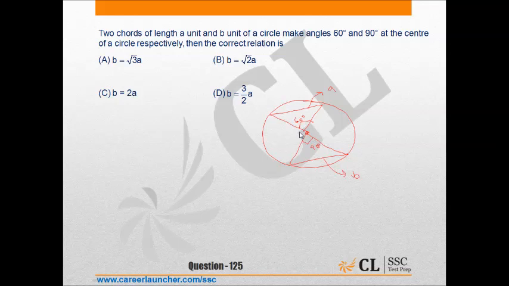Then the correlation between A and B. This is R, this is R, this is R, this is R. Since these two sides are same, these two angles have to be 60 degrees. This is 60 degrees. It becomes an equilateral triangle. That means A becomes equal to R. Now A is equal to R, and this triangle becomes a 45-45-90 triangle. So this gives me B equal to root 2 R. I can say A upon B is equal to 1 by root 2 or B equal to root 2 A. Option B.